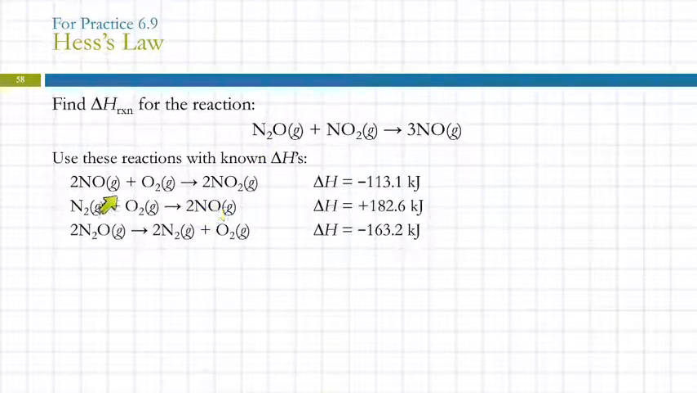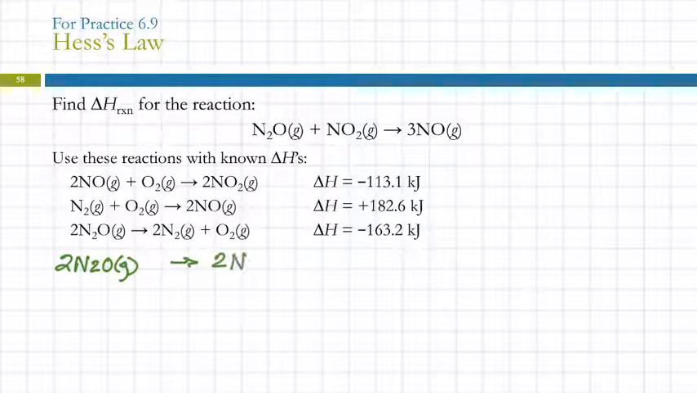So the first one doesn't have it. This has N2O as a reactant. So I'm going to write that down. Where am I going to write it down? I'll write it down here. So 2N2O going to 2N2. Sometimes the states are important in these.